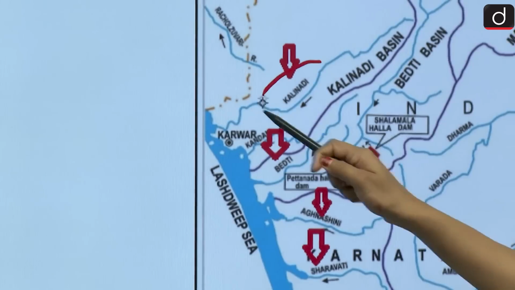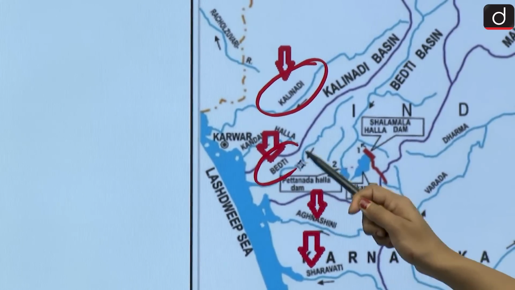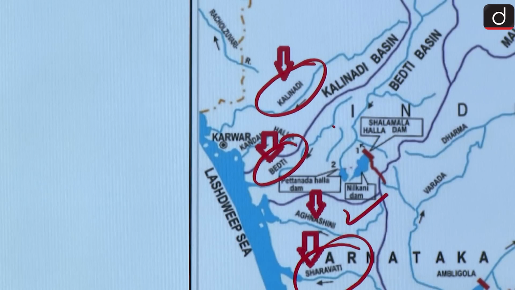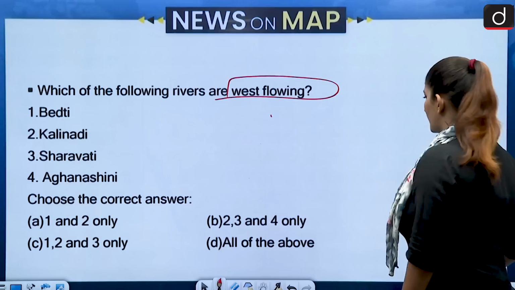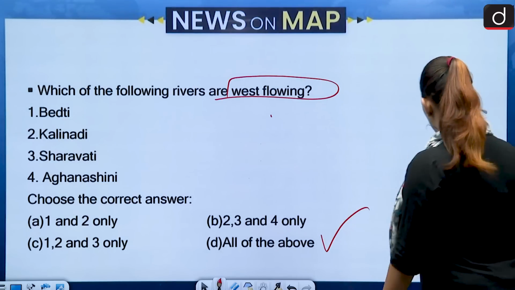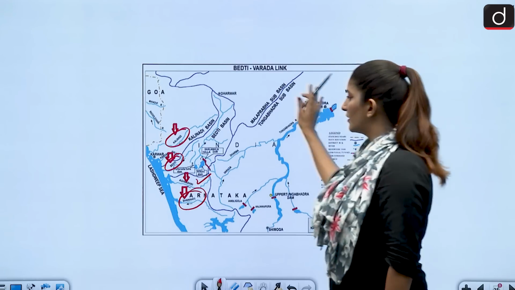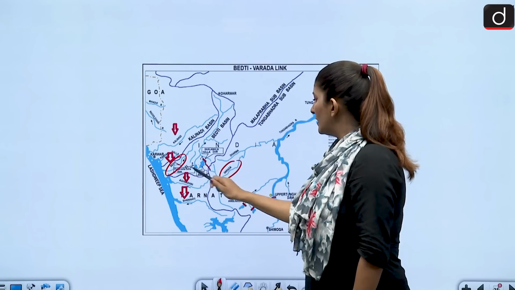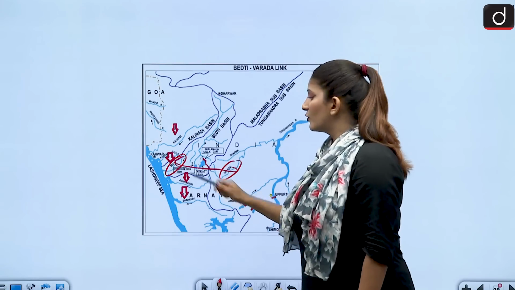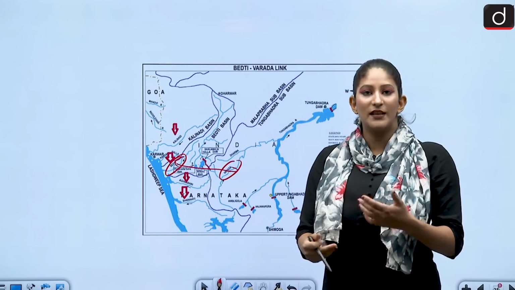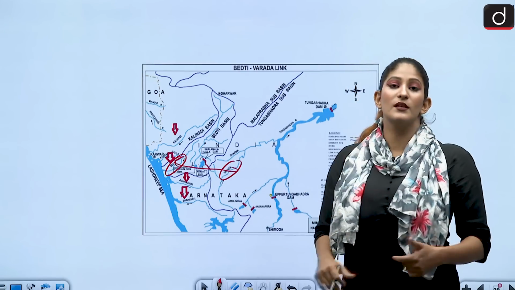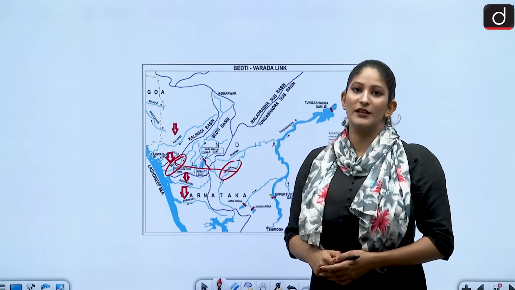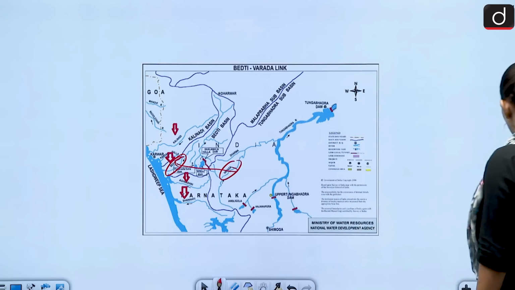Kali Nadi, yes, it flows west. Here is Bediti river, it also flows west. Aghanashini river also flows west, and here is Sharavati also flowing west. So the correct answer is all of them. All of the above is the correct answer, and because Bediti and Varada are in our statement, this is Bediti and this is the Varada river. To link these two, the environmentalists are not happy because how do you link a west flowing river with this river, because it will of course create problems in the ecology of the region, because this ecology is extremely sensitive.